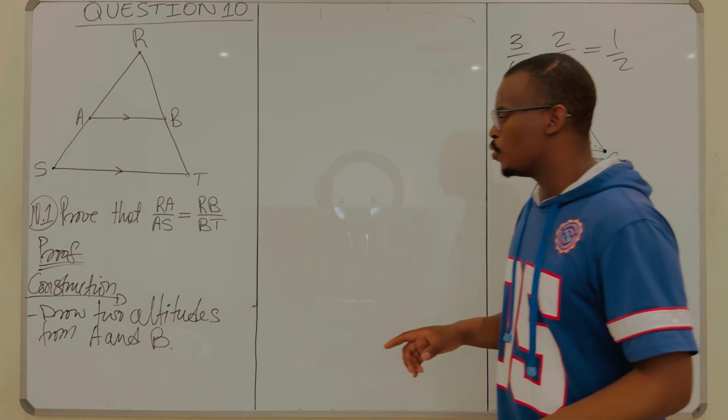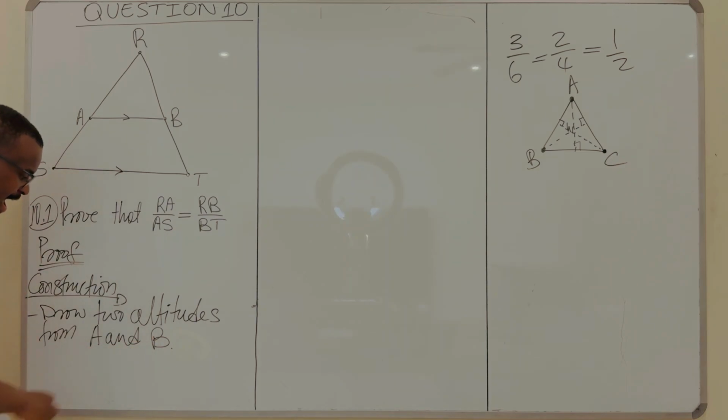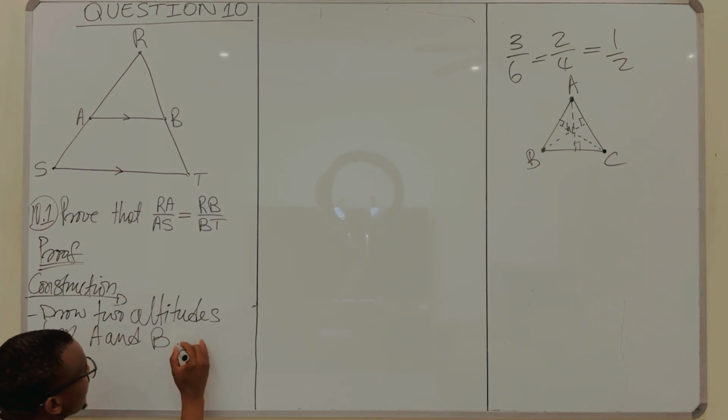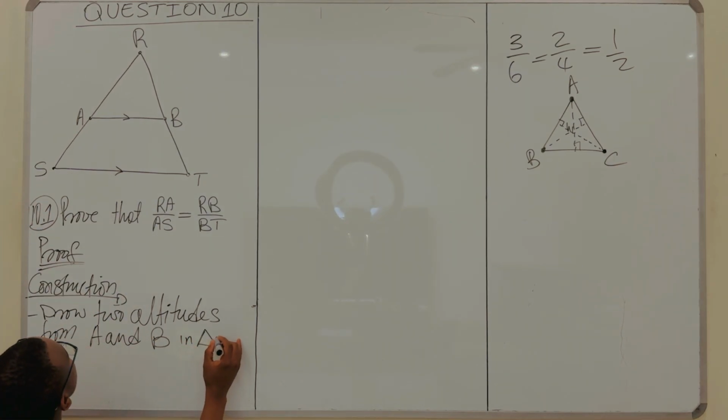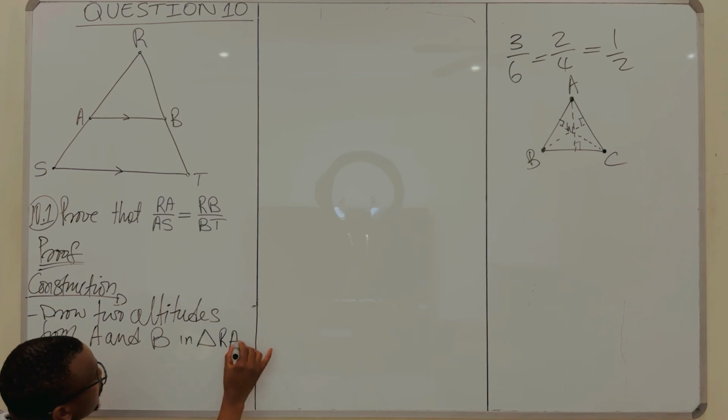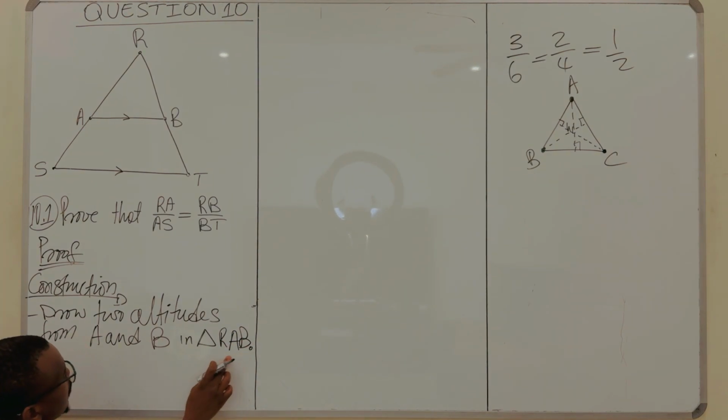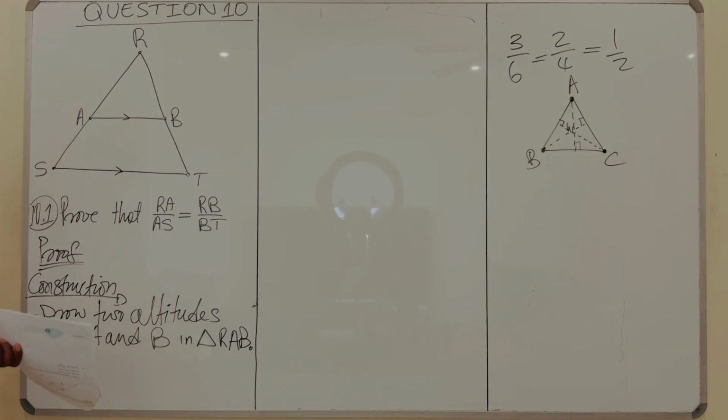So what we're going to do, we want to draw altitudes from A and B, right? In triangle RAB. So in this triangle, we want to draw two altitudes, which means two perpendicular heights from A and B. That's what we're going to do. I'll use a red ink. So let's draw the first one. We'll draw the first one from A.